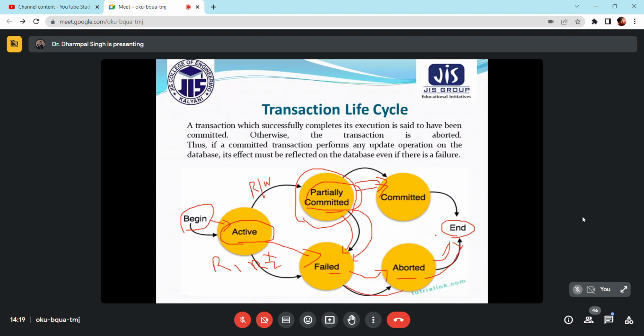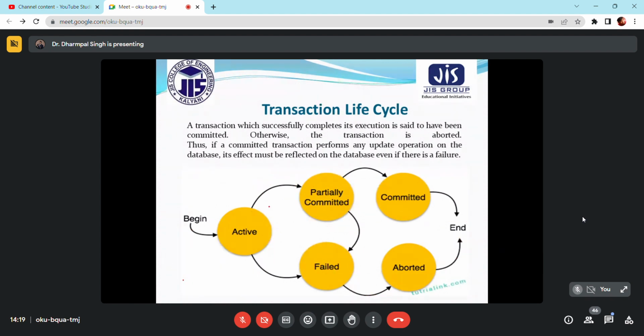So according to the rule, when a transaction starts, it will be either a completed one or an aborted one. So here, if I go in the positive way, it means I perform read and write operations. If I perform the read and write operations, then I can go to partially committed. If space is available, then I can go to committed. This is the end. So this is the ideal case.